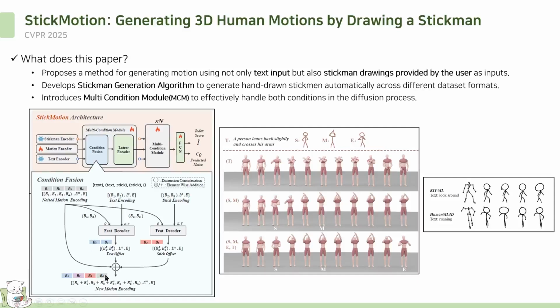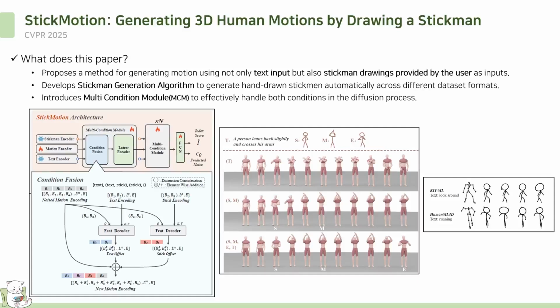The module consists of 2 feature decoders. One decoder processes only text, and the other decoder processes only Stickman features. The predicted offset from these decoders are then added back to the original encoding. The updated new motion encoding is passed through a latent encoder for further refinement. Compared to conventional approach with self-attention modules that rely on partial masking, MCM reduces computational complexity while achieving superior performance.